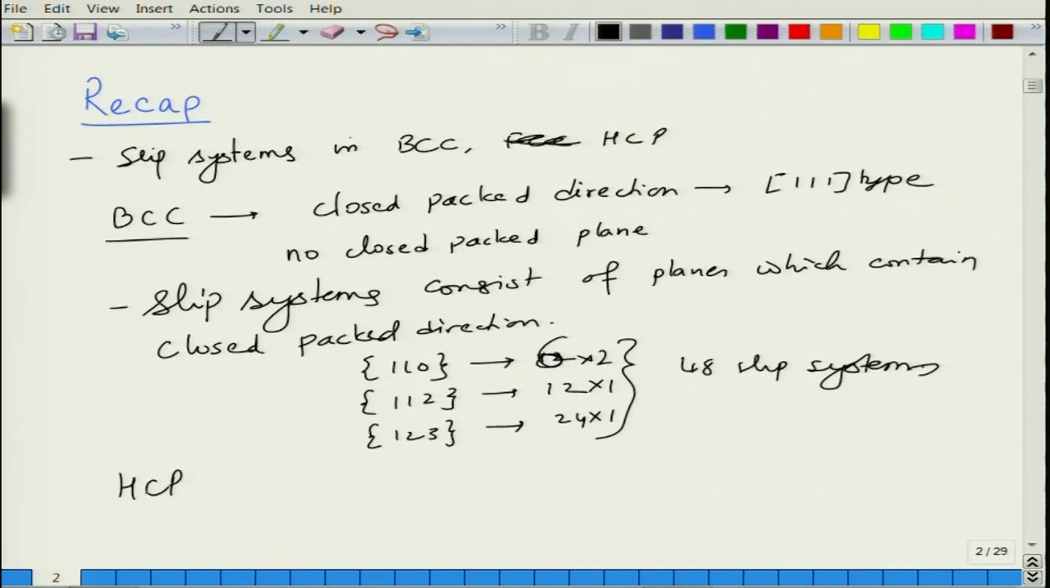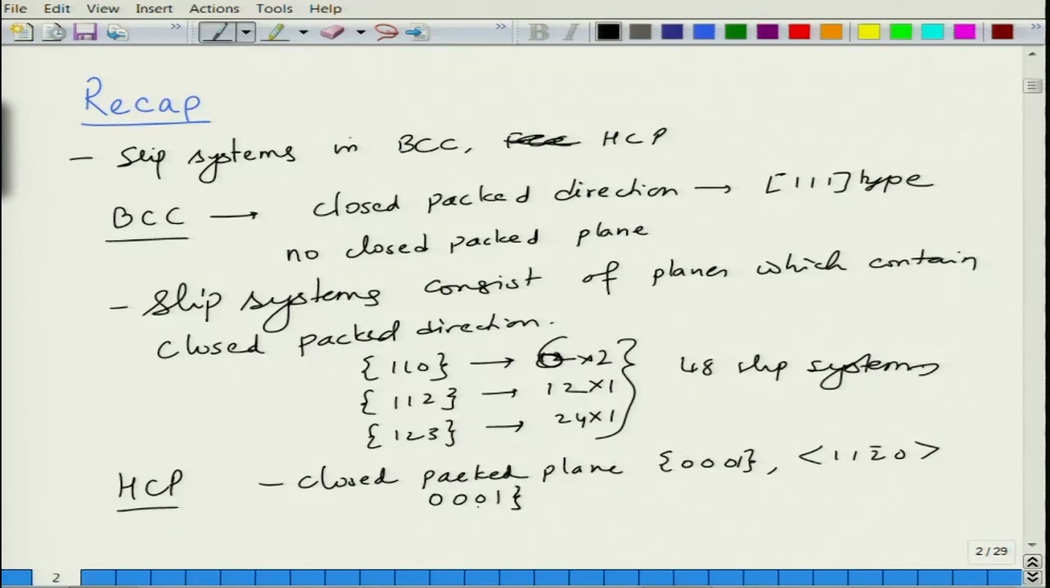Then we have the HCP system. In this case, again the close-packed plane is (0001), and the close-packed direction is <11-20>. So, the first combination, (0001) × <11-20>, gives you 3 slip systems. There is one of these planes and 3 of these directions, so this gives you 3.